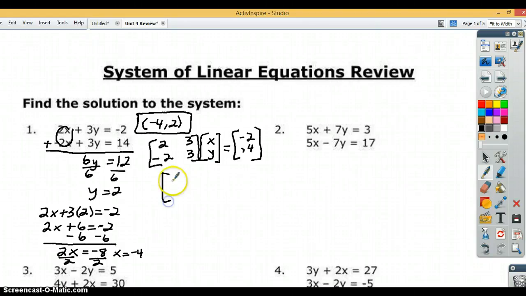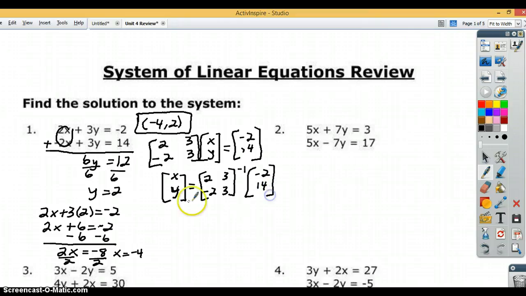Well, x, not y. So our variable matrix, x, y, is equal to the inverse of our coefficient matrix times our constant matrix. So this is where we would go into our calculator.